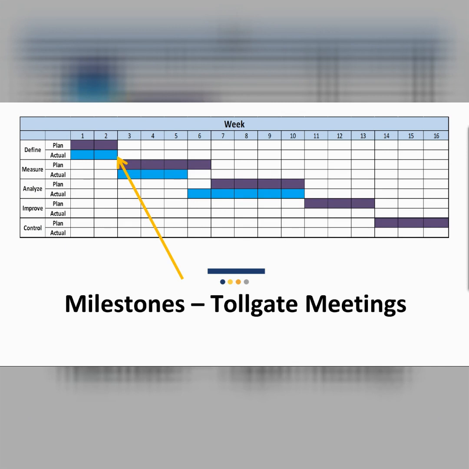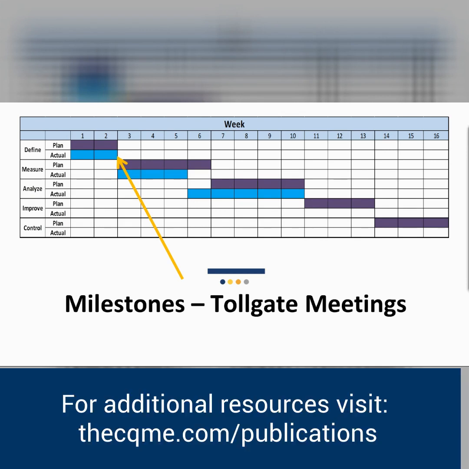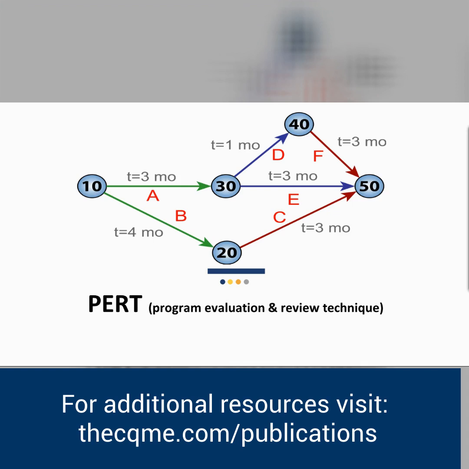Milestones. You want to keep track of these. In Lean Six Sigma, they are the toll gate meetings. That's the time when the team presents the deliverables to the quality leadership team. There are multiple deliverables that the team has to prepare for each phase, and each phase that they're working on, each one, they present it. So it's important to also mark down those toll gate meetings.